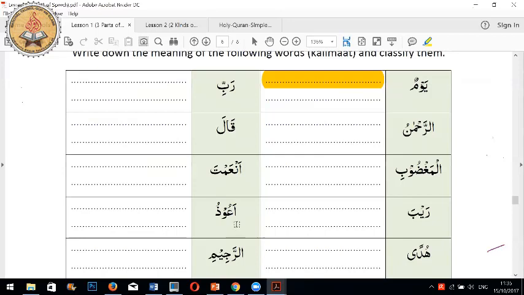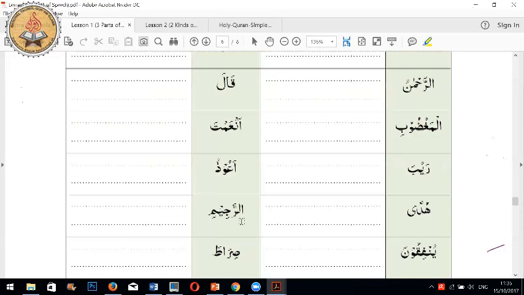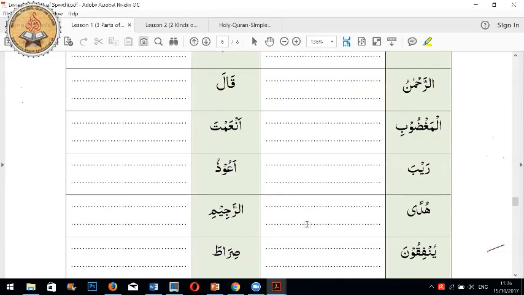A'udhu, I seek refuge. I sought refuge, I will seek refuge. Yes, definitely this is a verb. Hudan, guidance, and I cannot link it to past, present and future. Definitely hudan is a noun. Ar-Rajim, the accursed, the rejected, and I cannot link it to the past, present and future. Definitely this is a noun.